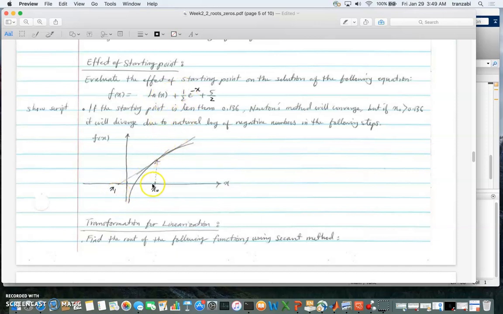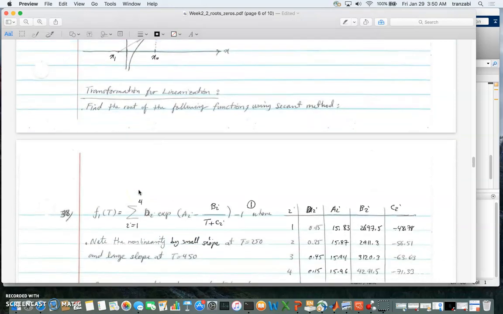So that means the initial guess should be very close to the root, to the exact solution, with Newton's method, especially for this function. All right. So this actually tells us if you have a crazy function like this, which is really nonlinear, then we better linearize the problem. Okay. So here I'm going to talk about some sort of linearization.